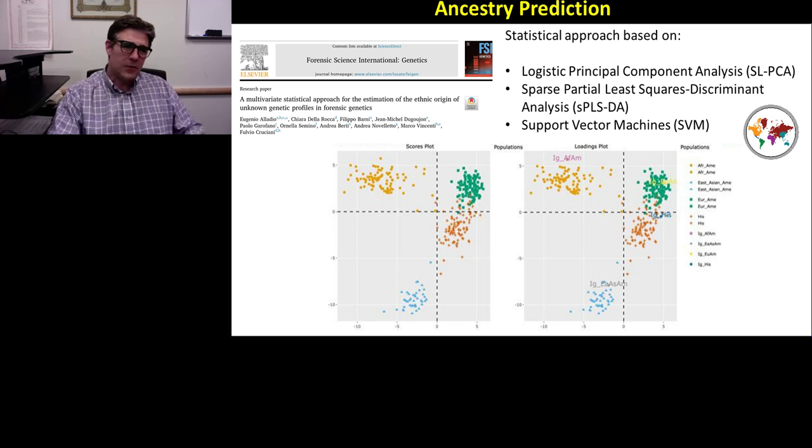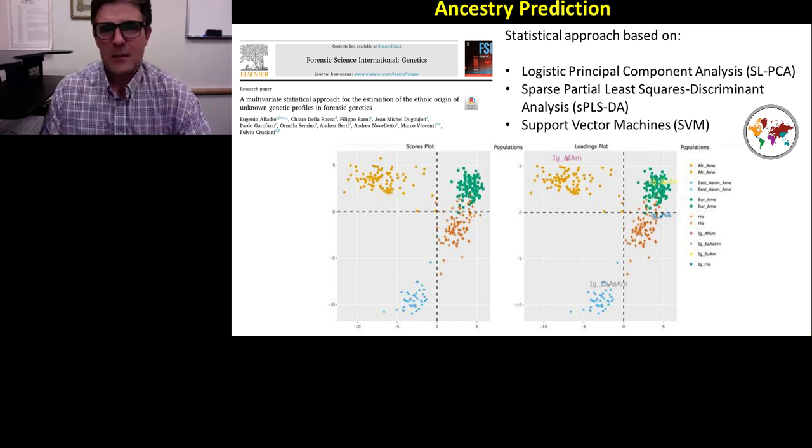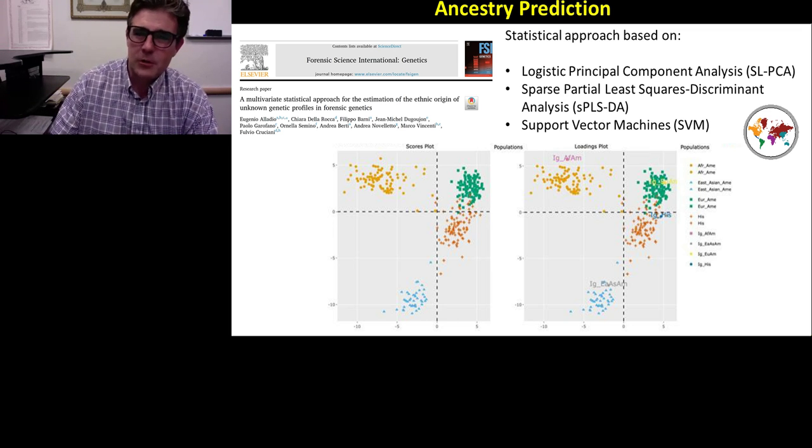And here's a different approach. We're using a multivariate statistical approach that uses a logistic regression and PCA combined. And these are some of our samples. As you can see in the plots, the individuals are well separated into different parts of the plot.